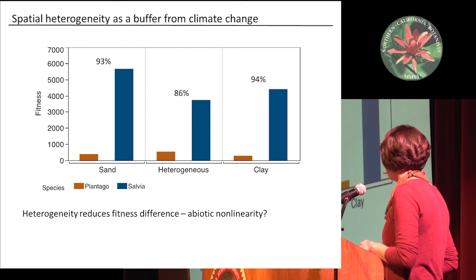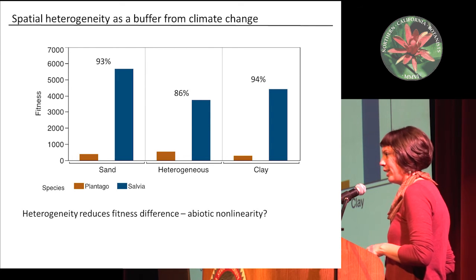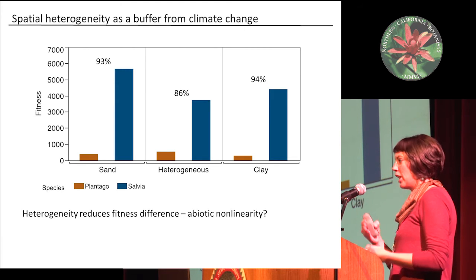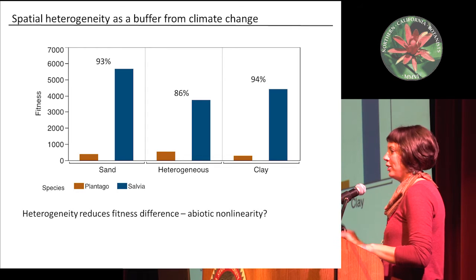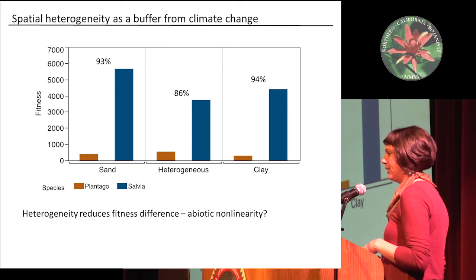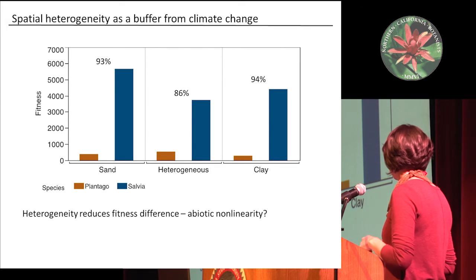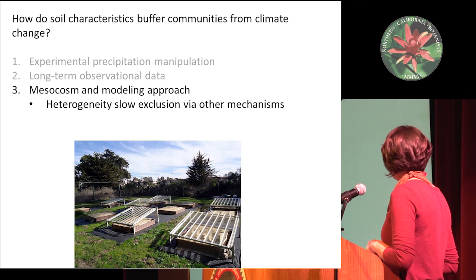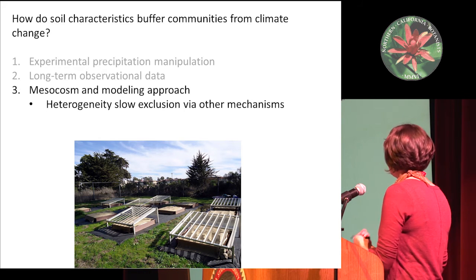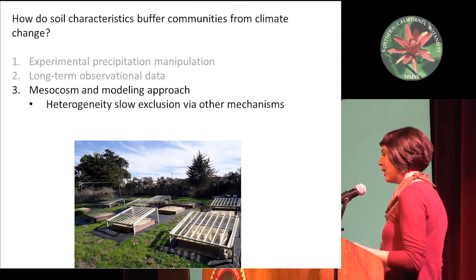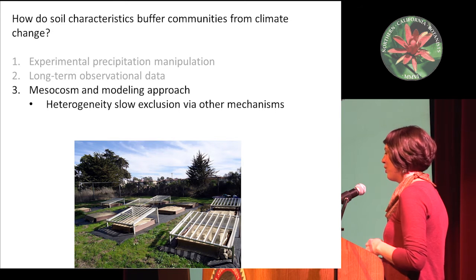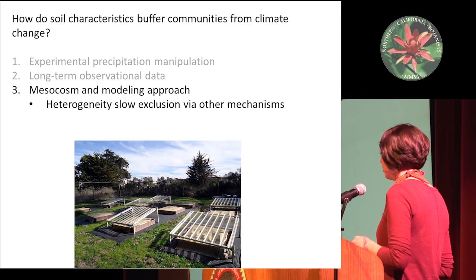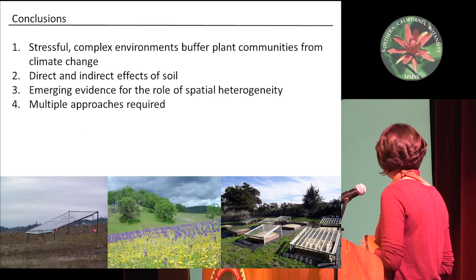It could be acting through this thing called abiotic nonlinearity. So perhaps the interaction of the clay and the sand together, soil moisture doesn't dry out quite as much as if it were in sand or just clay. So that's basically what I just said. We think heterogeneity can slow exclusions. I'm still exploring this with some other species and other mechanisms, so I hope to talk about it again someday.